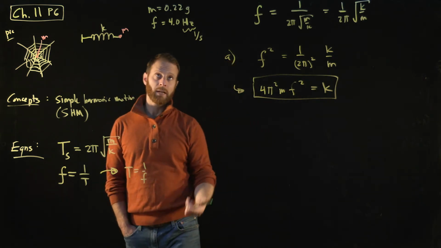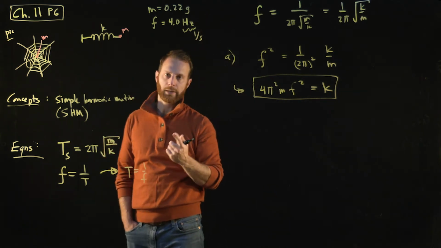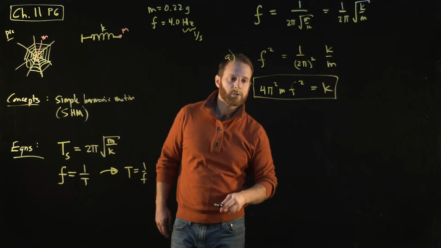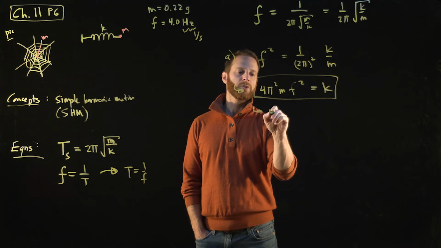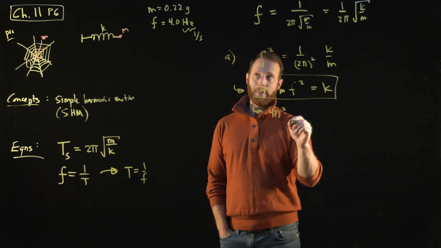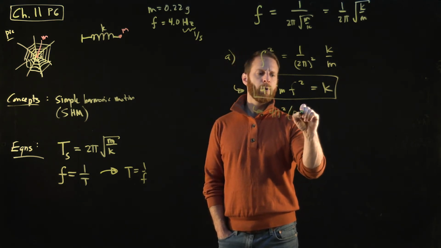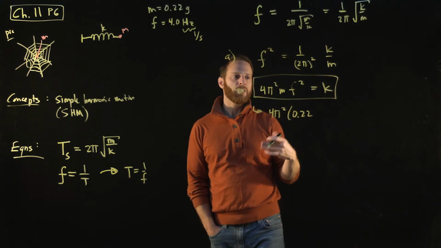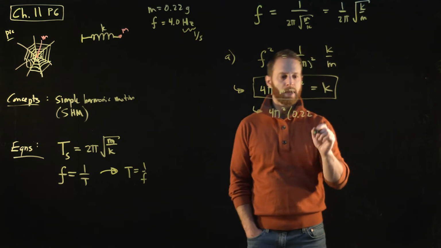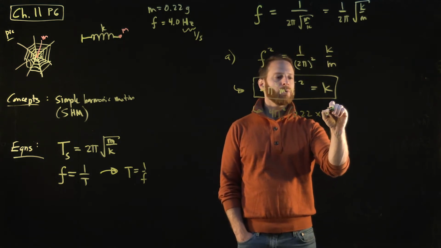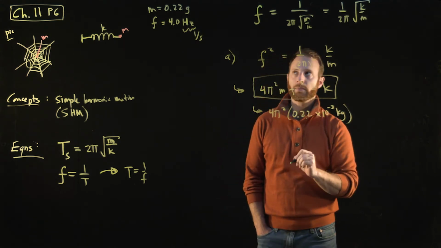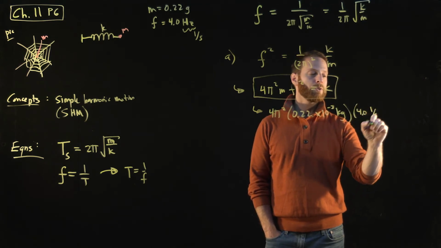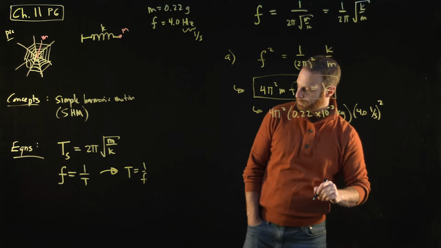The mass is given, it's in grams. We had better convert that to kilograms. The frequency is already in the right SI units, so we're almost there. This is apparently 4 pi squared. The mass is, let's write this as 0.22 times 10 to the minus 3 kilograms. Remember that 1 gram is 1/1000th of a kilogram. And the frequency is 4.0 hertz, or if you like, 4.0 times 1 over seconds squared.